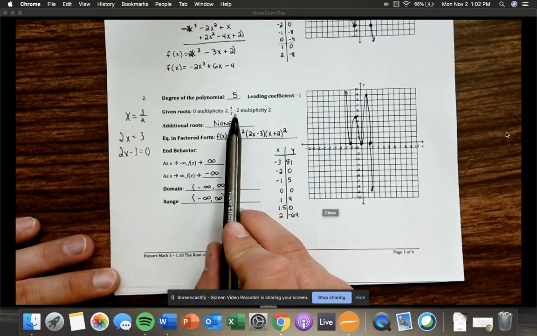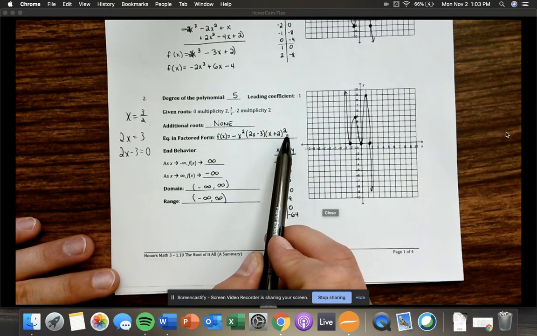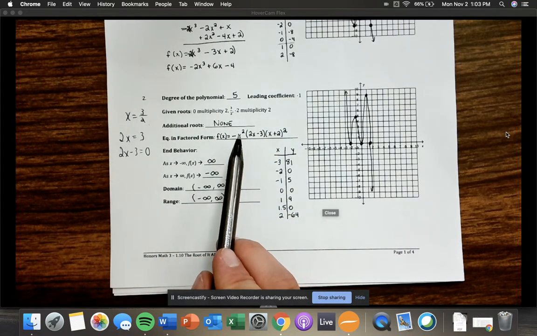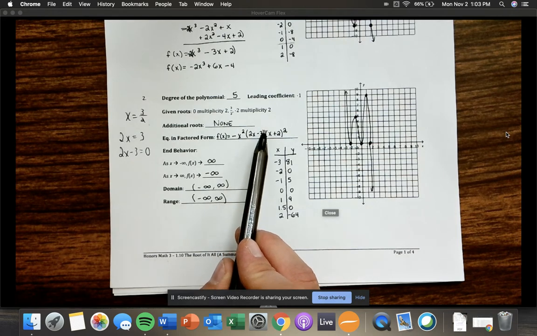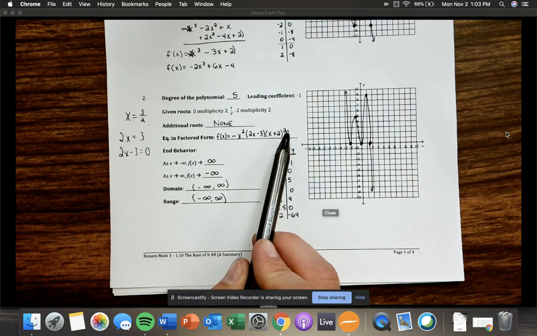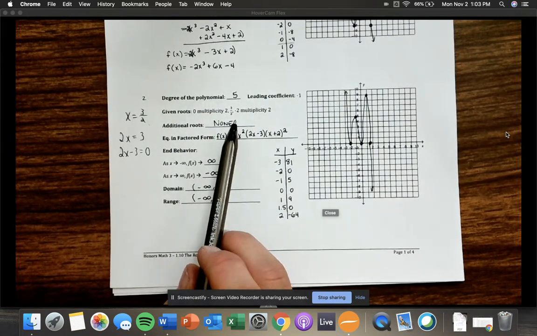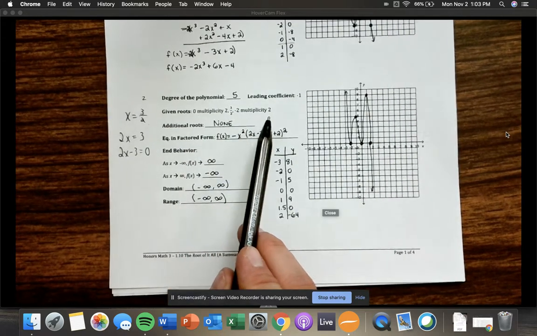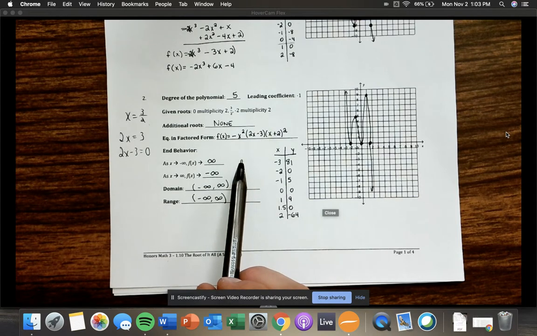And then we have a root of negative 2 with a multiplicity of 2. So I have x plus 2 all raised to the second power because it's a multiplicity of 2. Now if we look at this, we have an x squared, 2x minus 3 to the first power, and x plus 2 to the second power. That tells us it's got a degree of 5. And there's no additional roots because it doesn't give us an irrational or imaginary number. So we don't know that there's going to be any other roots. We just work with what we have.